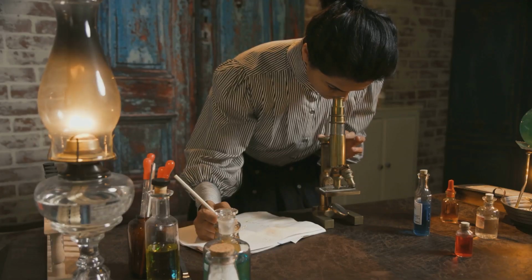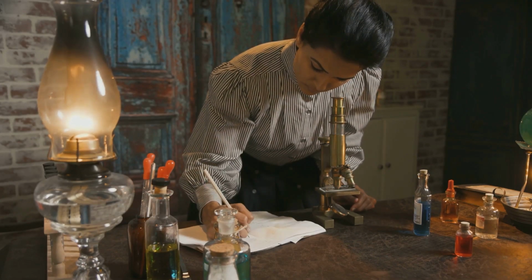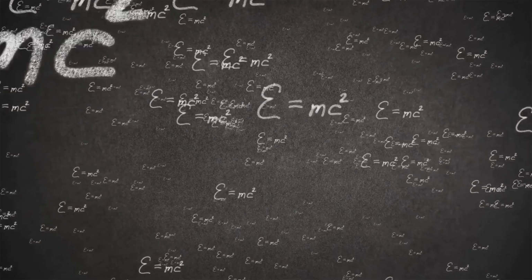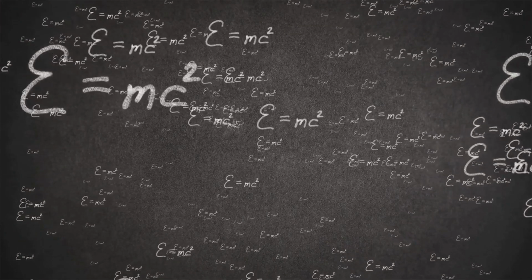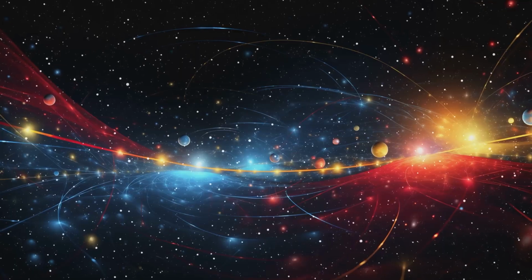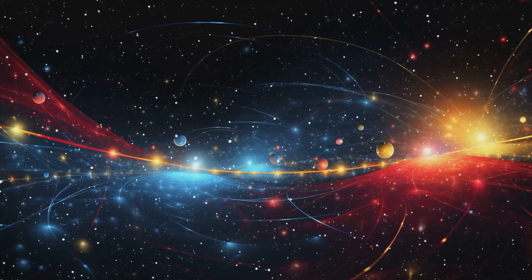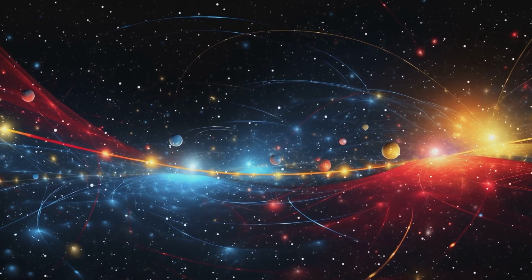The seeds of quantum physics were sown in the late 19th and early 20th centuries. Physicists like Max Planck, Albert Einstein, and Niels Bohr made groundbreaking discoveries that challenged the foundations of classical physics. These pioneers revealed that energy, like matter, is not continuous, but exists in discrete packets called quanta. This discovery, a radical departure from classical physics, marked the birth of quantum mechanics.